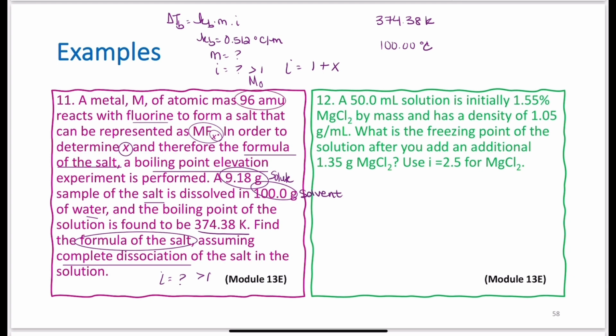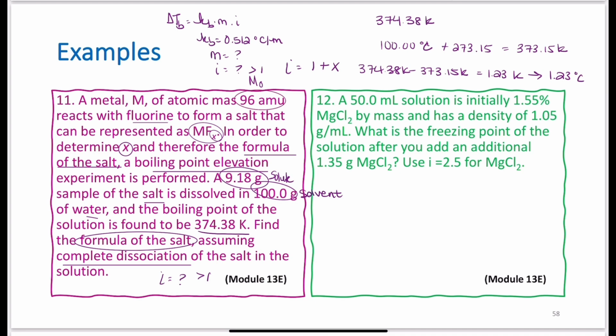If I want to convert this to Kelvin, I would add 273.15. That gives me a boiling point of 373.15 Kelvin. So I actually know my change in temperature here: 374.38 Kelvin minus 373.15 Kelvin gives me 1.23 Kelvin. But when it's the difference in temperature like that, because Kelvin is just a linear scale, it's also equal to 1.23 degrees Celsius.